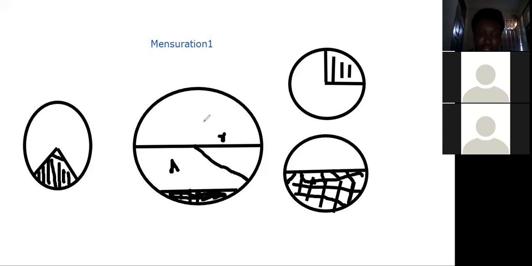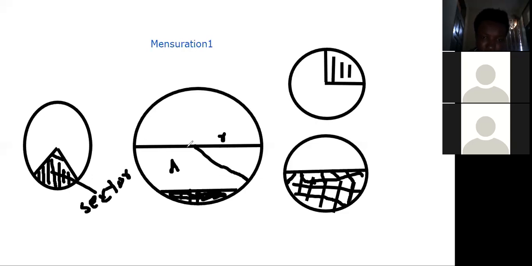Now this one is a sector of the circle. The whole of this shaded place is a sector. So we can say this is a sector of the circle.